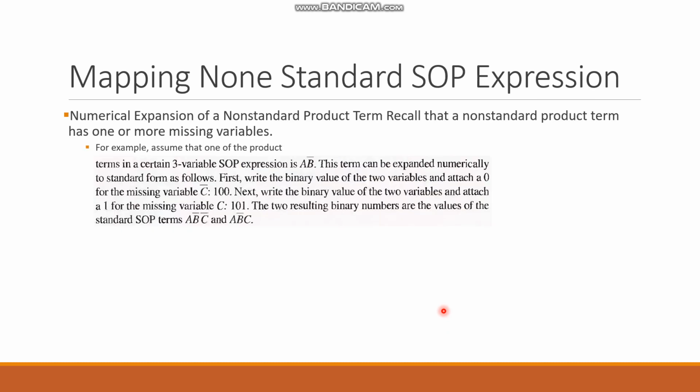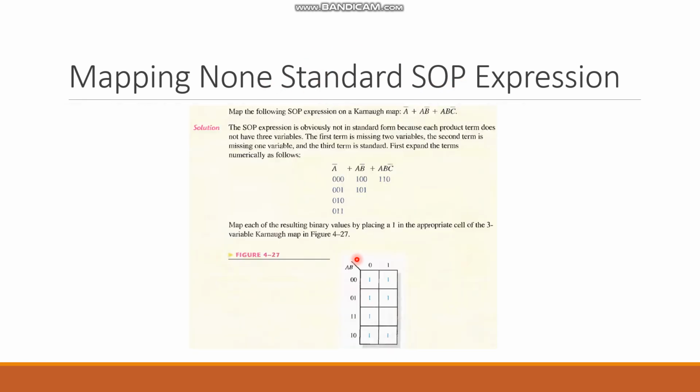And how to map a non-standard sum of product expression? First, you need to get the standard form of that non-standard, and then we can put it inside the Karnaugh map. Let's say we have this example: A complement, AB complement, ABC complement. The AB complement lacks C. The C is missing there. So one time the C is going to be 0, and the same time the C is going to be 1. So it's going to be AB complement C and AB complement C complement.